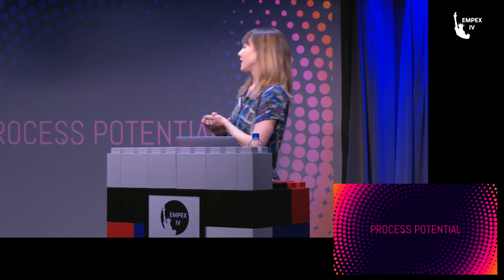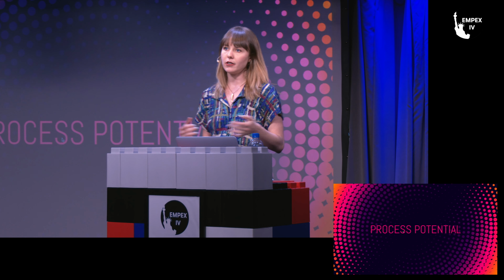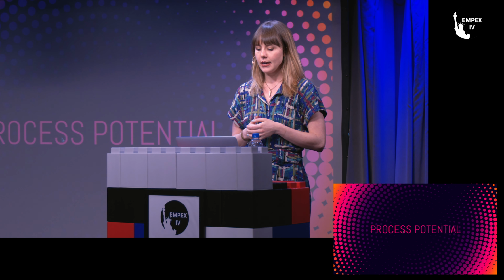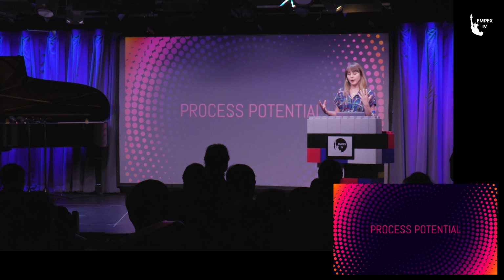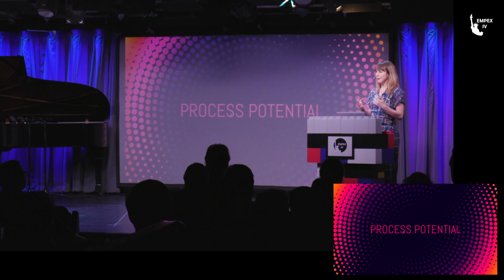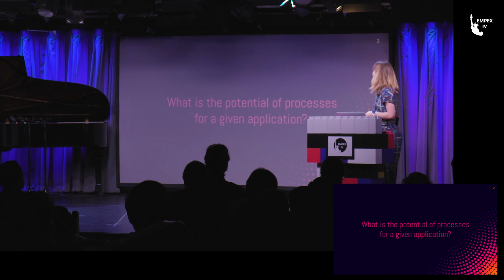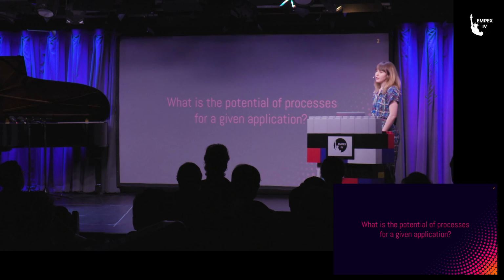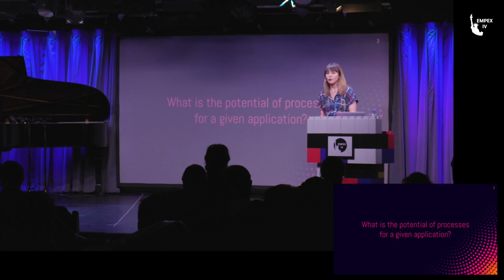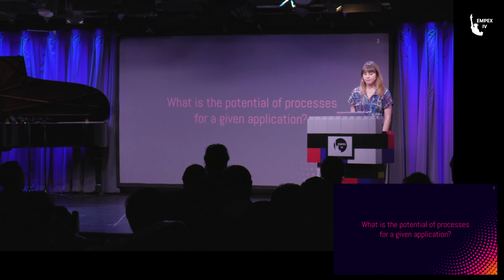So what I want to do today, my talk is called Process Potential, and what I want to talk about is maybe reframing the way that we are making decisions around using processes and OTP in our apps. And the main question that I want to ask ourselves is this one. What is the potential of processes for a given application, and how do we make that determination as programmers?